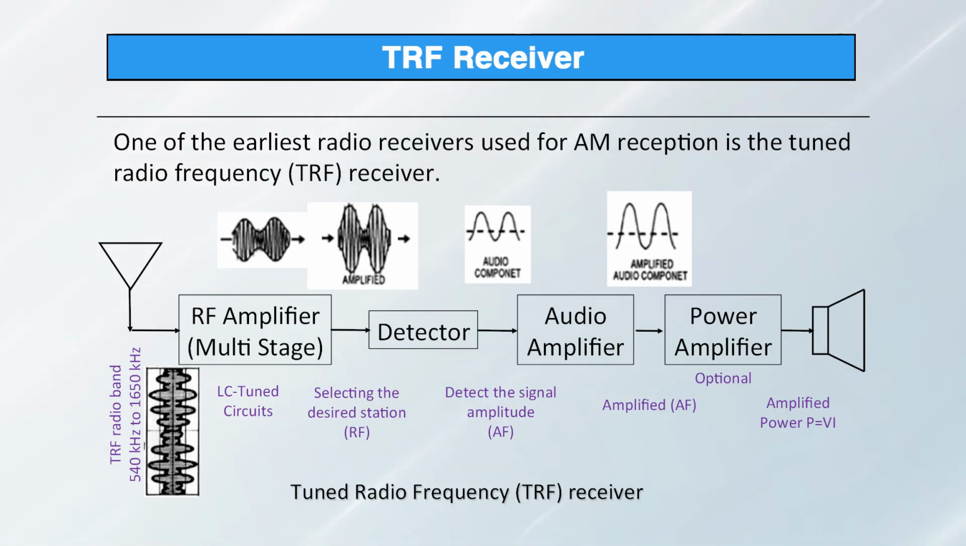So, each block in the TRF receiver plays a critical role in extracting, processing and amplifying the audio signal from the received RF carrier wave, ultimately delivering clear and good audio to the listener through a speaker or headphone.